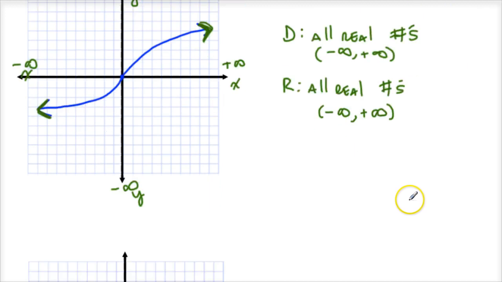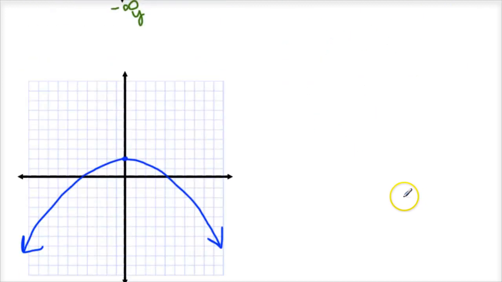Okay, the last one here, if you'd like to copy this into your notes and try to determine whether or not this is a function and what the domain and range of this graph are, that's what we'll start with tomorrow in class.